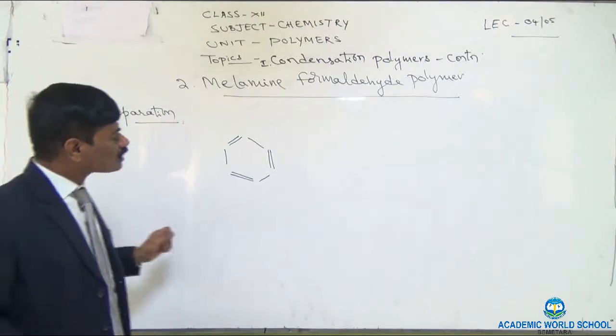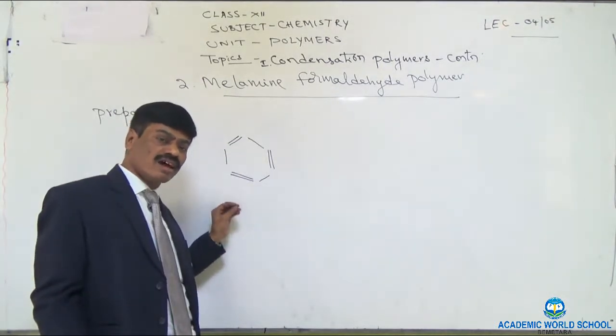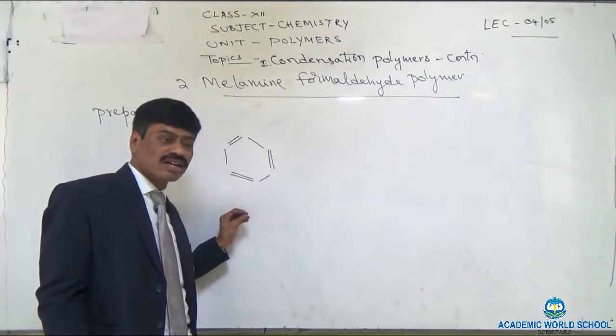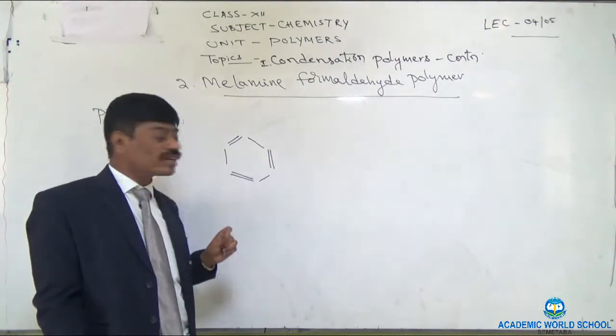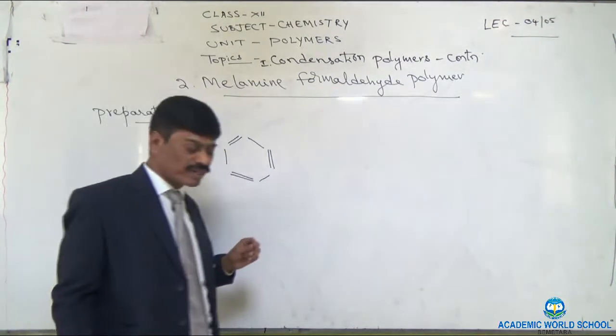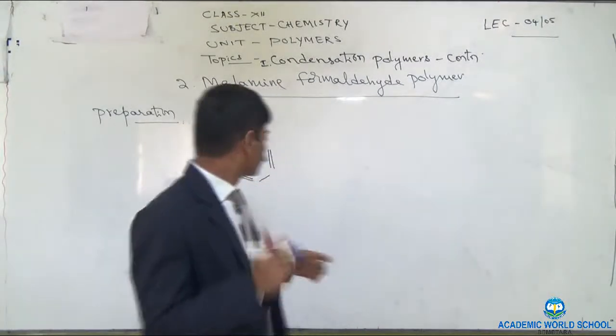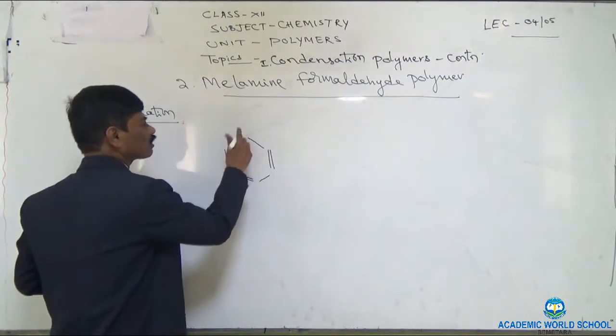Next, this structure contains three nitrogen atoms and three amine functional groups. Three nitrogen atoms should be shown exactly between the bonds. I will show you one nitrogen atom. See, it is like this.